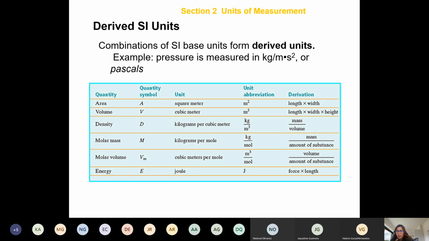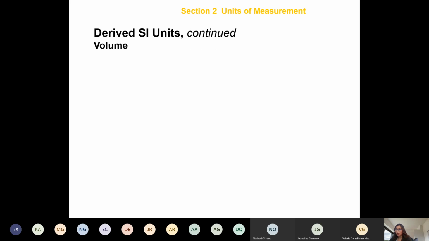And if you notice, they're all a combination of base units. Like this one is a combination of mass and volume. This one is a combination of mass and amount of a substance. This one is a combination of volume and amount of a substance. And the last one is a combination of force and length. So those are derived units. Raise your hand if you need more time or if you have a question. Okay, we're almost done. We're gonna move on to volume.